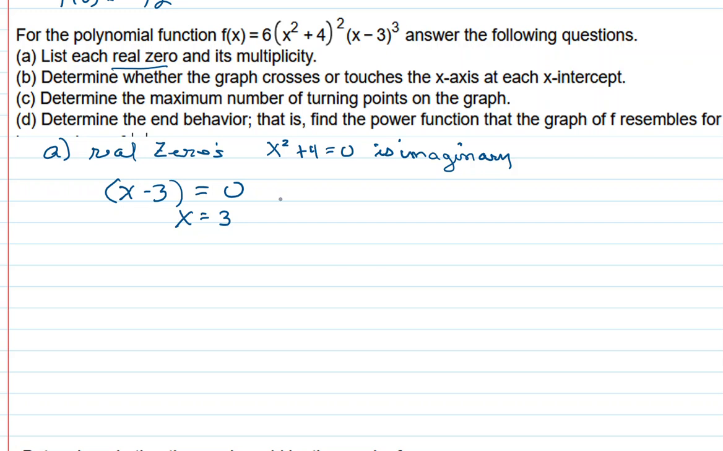What's the multiplicity? Correct? All right, good job. Now we're going to determine whether the graph crosses or touches the x-axis at the x-intercept. What does it do? It's odd. Look at your notes, the ones printed on the second page. Crosses.